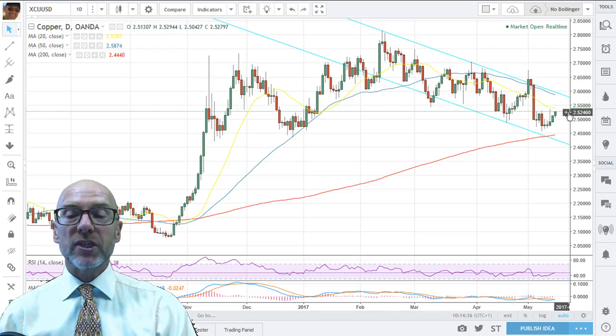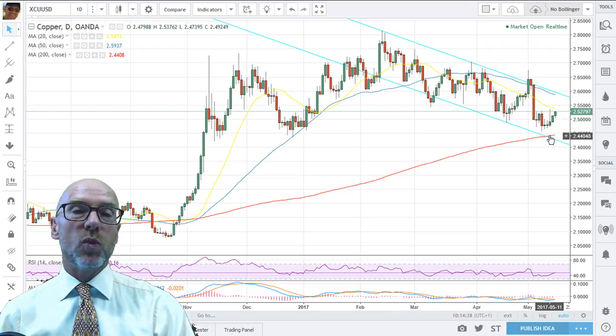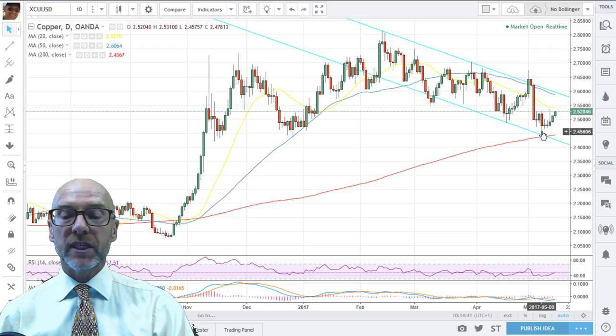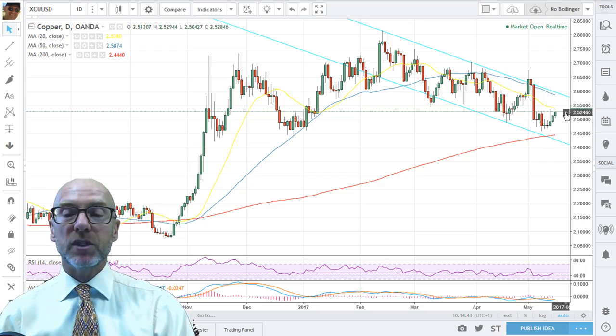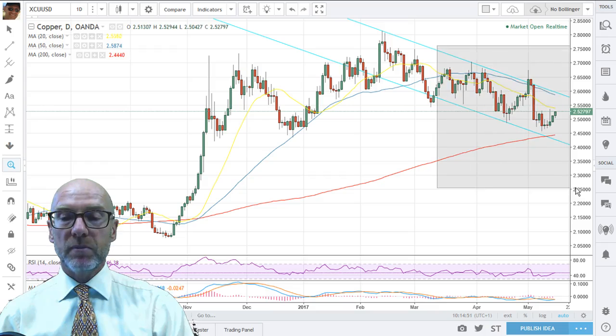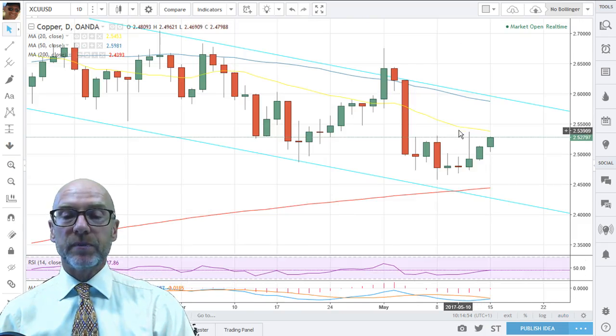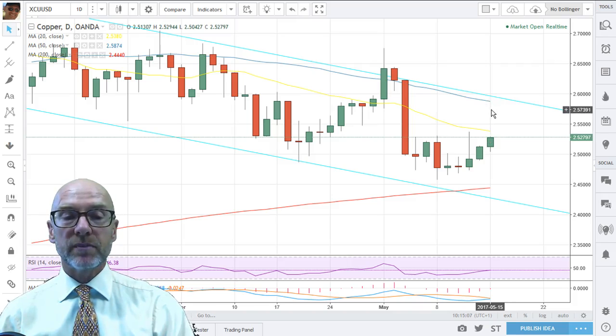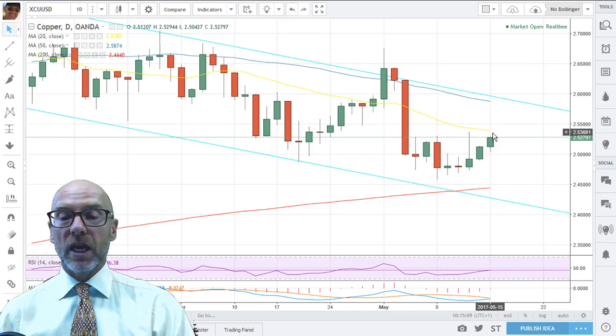We're kind of mid-range at the moment. We did edge towards the lower range on the 8th of May, but we've edged back up to the middle of the trend. Focusing in on the last month, we're moving up towards this 20-day moving average, the yellow line. That's moving down. You can also see that the 50-day is just above the market, and that's moving down as well. Both negative, and both will be a downward influence on the market.